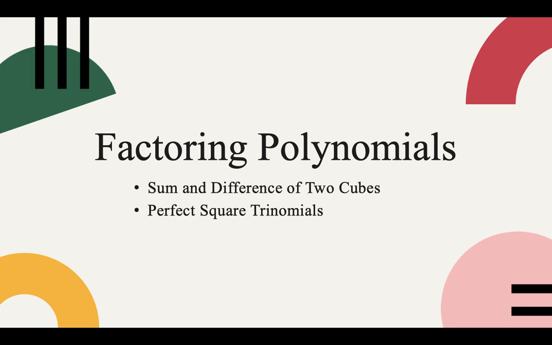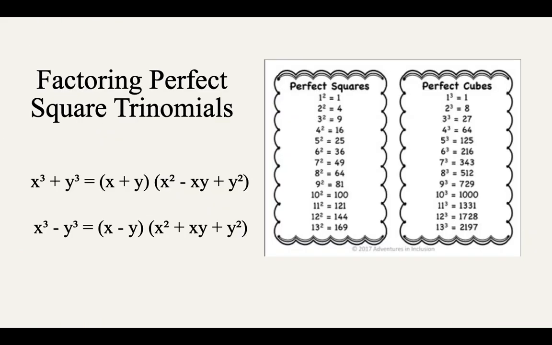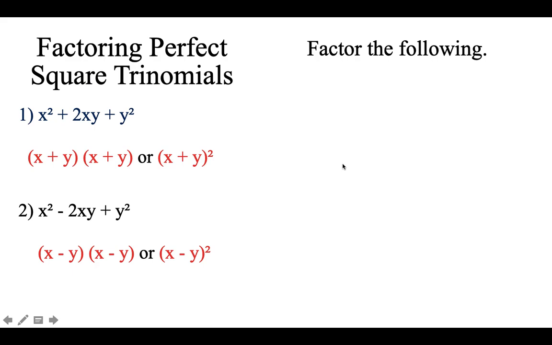Factoring polynomials. At this moment, we will be dealing with sum and difference of two cubes and perfect square trinomials. So in factoring perfect square trinomials, it is a must to memorize the following perfect squares. In perfect square trinomials, we have two situations here.